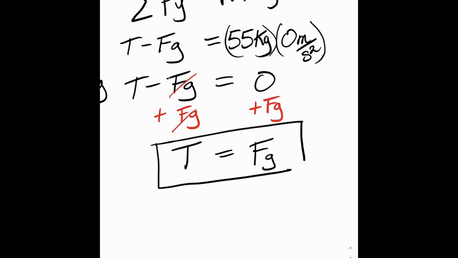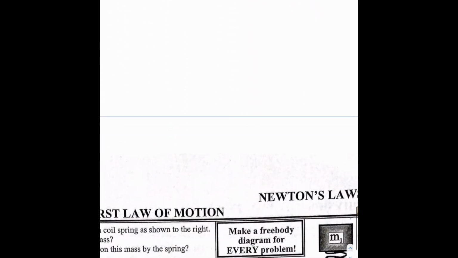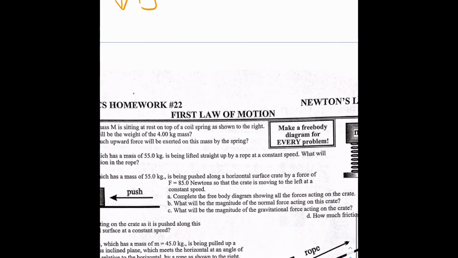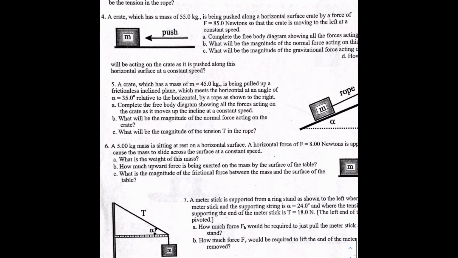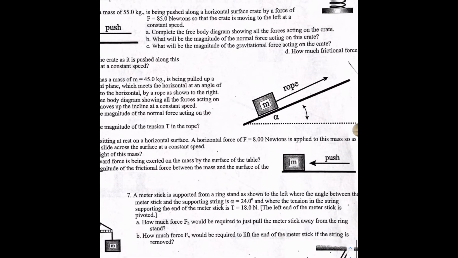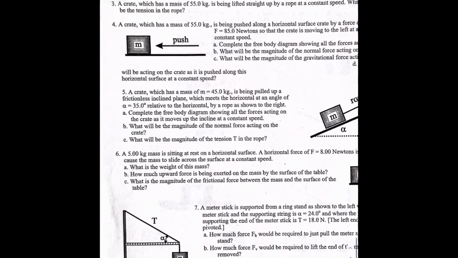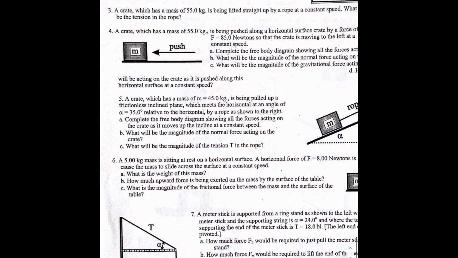So we didn't get an exact answer for what the tension in the rope is. We have an answer, right? We know that tension is force gravity. Now, what is it exactly? Well, it depends on what force gravity is. So let's go back and look at the problem. It says, problem number 3, a crate which has a mass of 55 kilograms is being lifted straight up by a rope at a constant speed. What will be the tension in the rope?